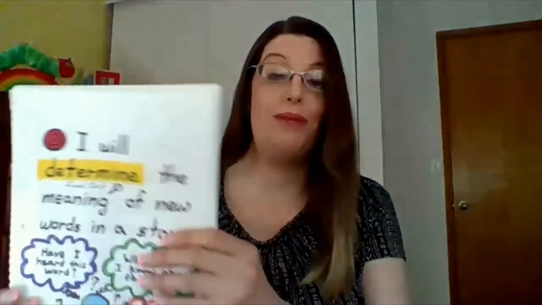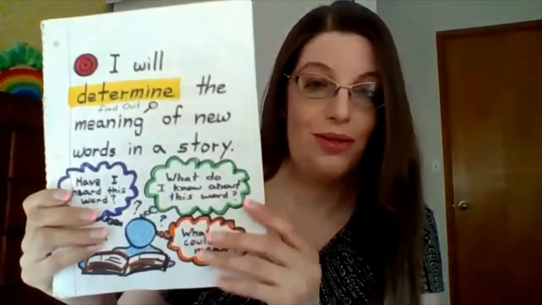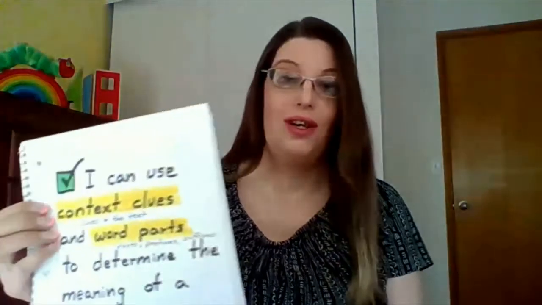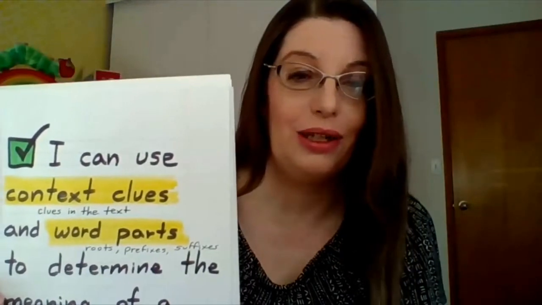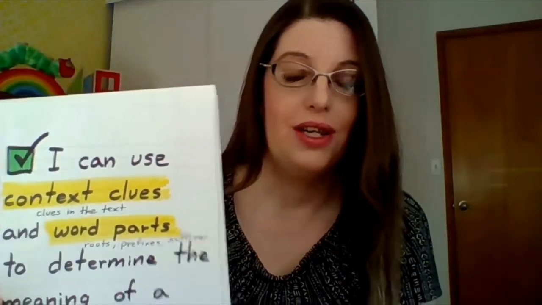Last time we were reading Robert's Rules, and we were using this text to practice finding new words and determine the meaning of these new words by doing some thinking about what the words might mean. Some of the vocabulary strategies that we used were looking for context clues and word parts. You remember what context clues are? Looking for language in the text that tells us what the word means.